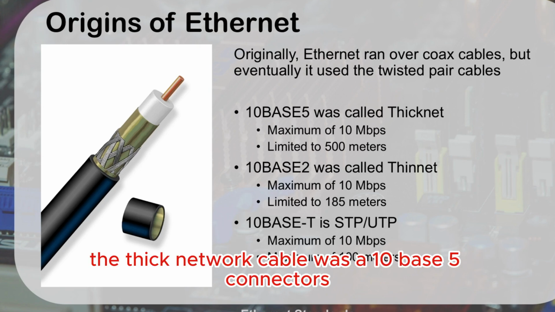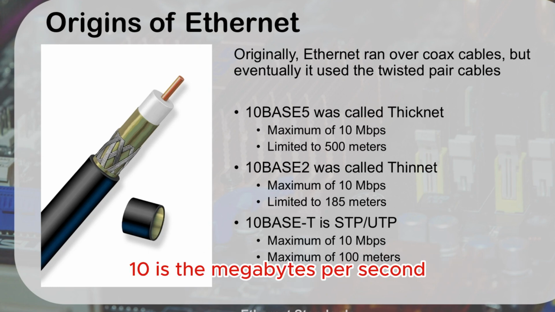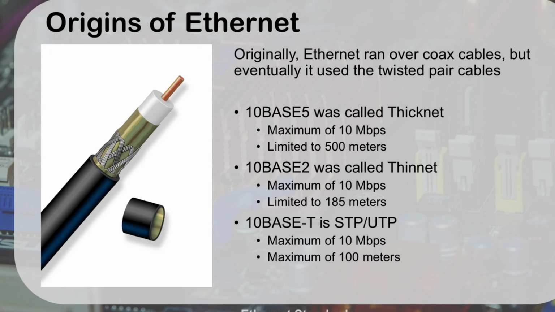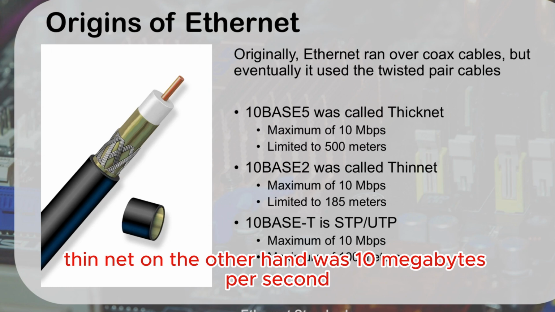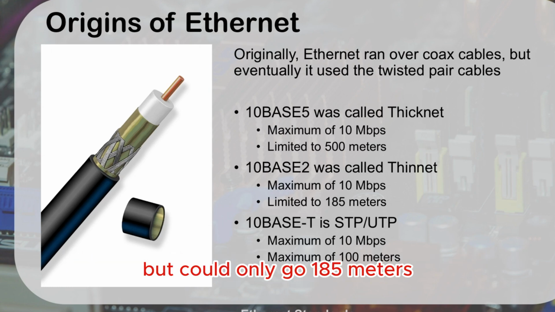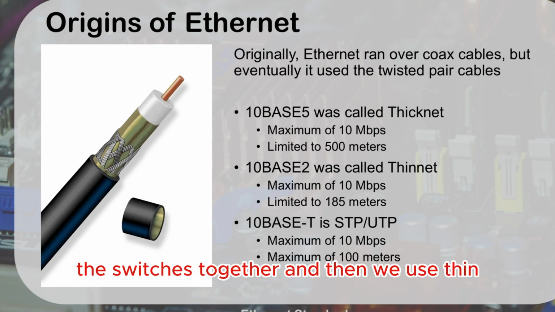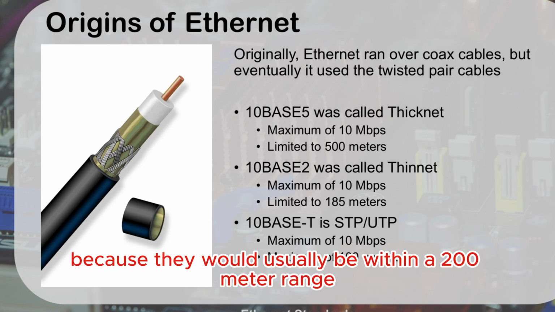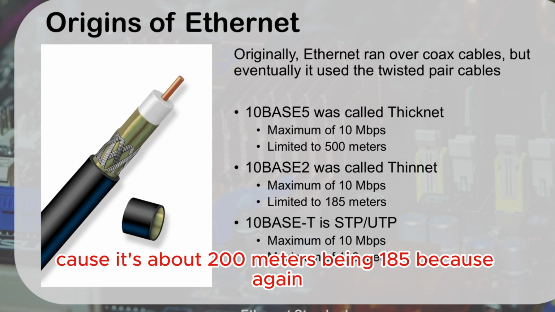The thick network cable was called 10Base5. And the way we read this is 10 is the megabits per second. The 5 is how far it went. It went 500 meters. That's why they called it 10Base5. And this is just a thick coaxial cable that was used. Thinnet, on the other hand, was 10 megabits per second, but could only go 185 meters. So generally we use thicknet to connect the switches together, and then we use thinnet to connect the machines together because they would usually be within a 200 meter range, which is why we call it 10Base2, because it's about 200 meters, being at 185.